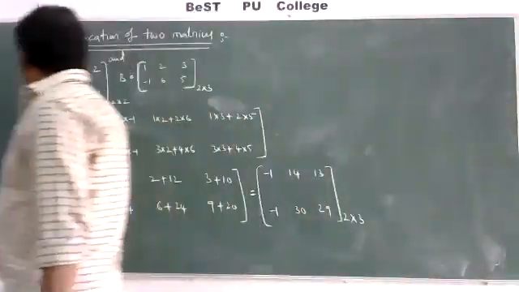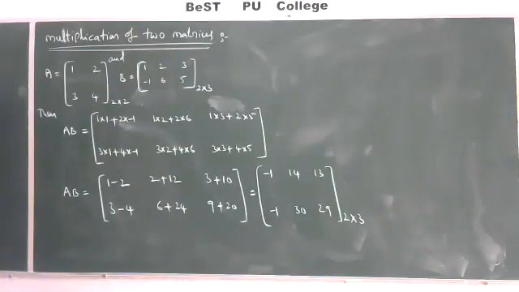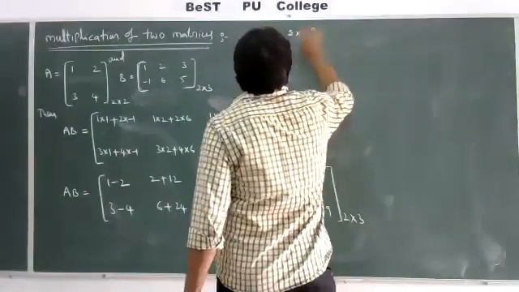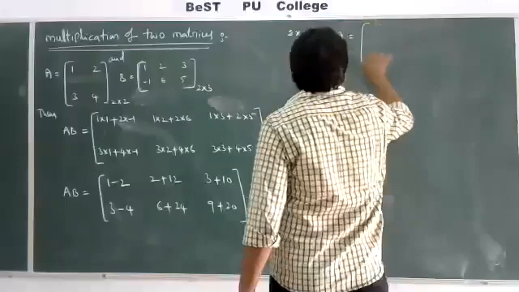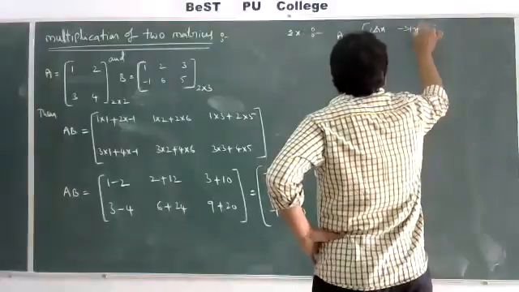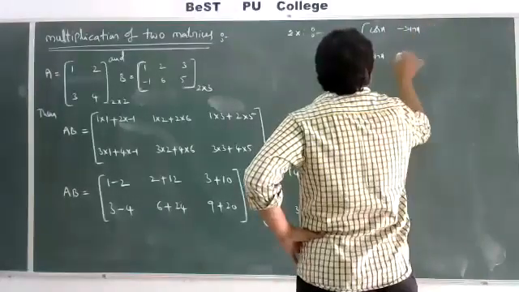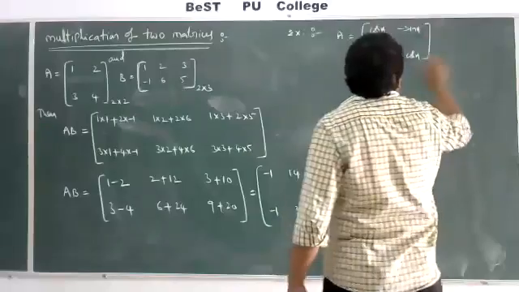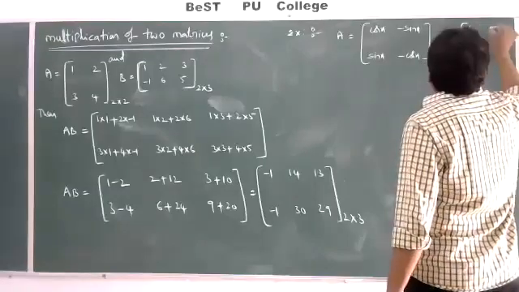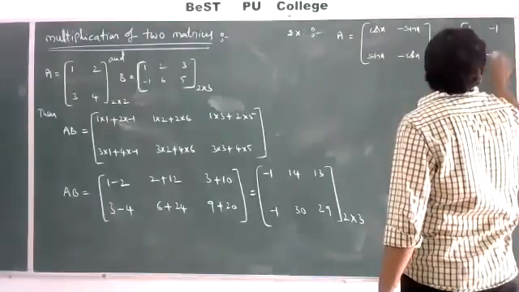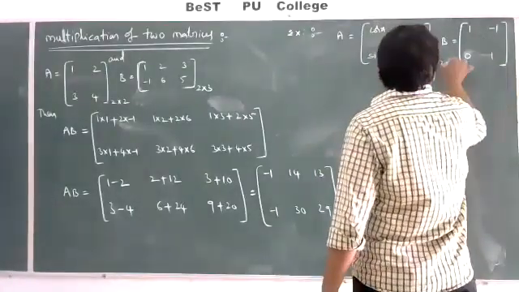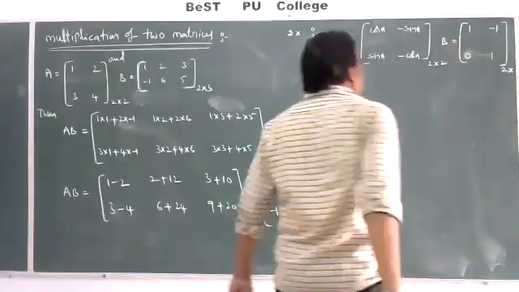Then another example for practice. A is equal to cos x, minus sin x, sin x, minus cos x, and B is equal to 1, minus 1, 0, 1. This is a 2 by 2 matrix. This is also a 2 by 2 matrix.